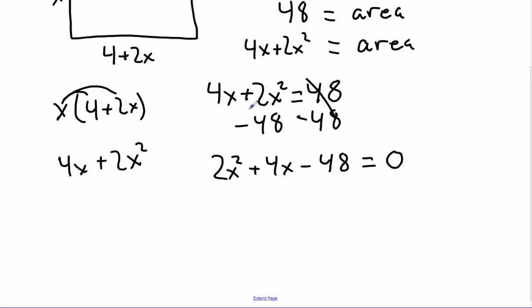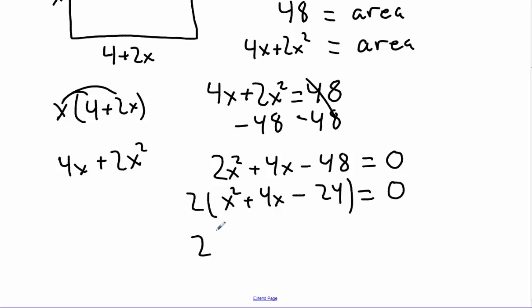You can't combine the negative 48 with anything since they don't have common terms, so this is what we're left with. Now this should look pretty easy because we just have to solve this. So we can pull out a factor of 2. We're left with x squared plus 4x minus 24 equals 0. Since the leading coefficient is 1, we just need two numbers that multiply to negative 24 and add up to a positive 4.